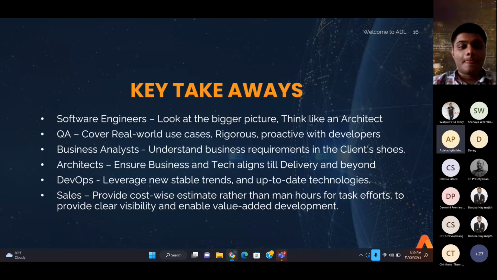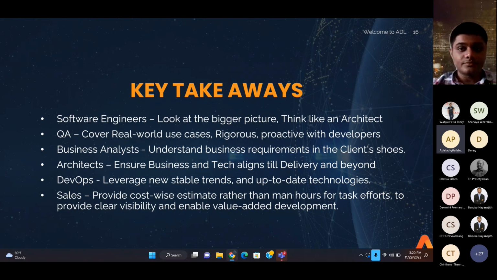Also, sales providing cost-wise estimation rather than man hours for task efforts. This is something also considered for project managers. So, to provide clear visibility and enable value added development. So you actually add value and also provide clear visibility to the business, because the people who mostly request software are not software engineers themselves, and they know numbers better than software.